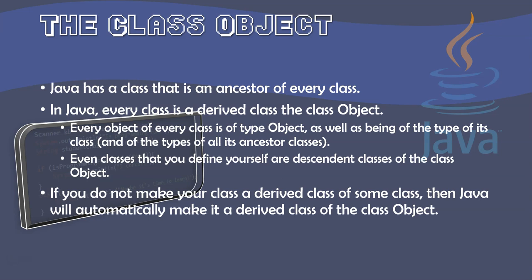And here's the nice thing about object. As I mentioned, it's kind of automatic. You don't have to make your class a derived class of some class for object to come into play. If you don't make it a derived class, it's just a regular base class, for example. Java automatically makes it a derived class of the class object. Again, this is all automatic. It's not something we have to do. We don't have to type extends object for it to actually come into play.